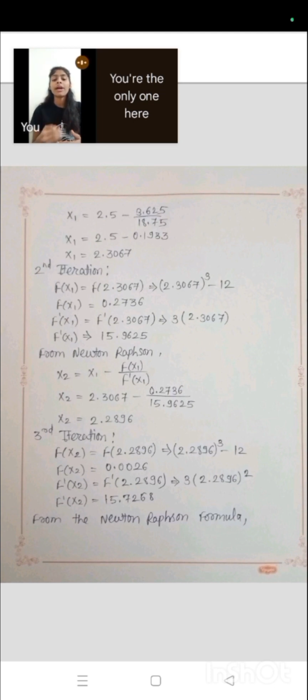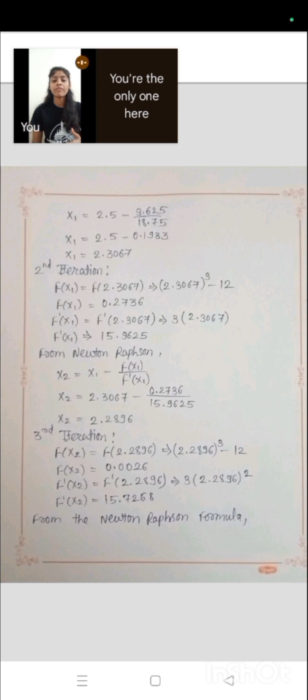Now we put the values of f of x1 and f dash of x1 in the Newton-Raphson formula. x2 is equal to x1 minus f of x1 divided by f dash of x1. In the formula we put x1 is equal to 2.3067 minus 0.2736 divided by 15.9625, and we solve this equation and get the value of x2, x2 is equal to 2.2896. We check that the x1 and x2 values are not the same, so we iterate again.